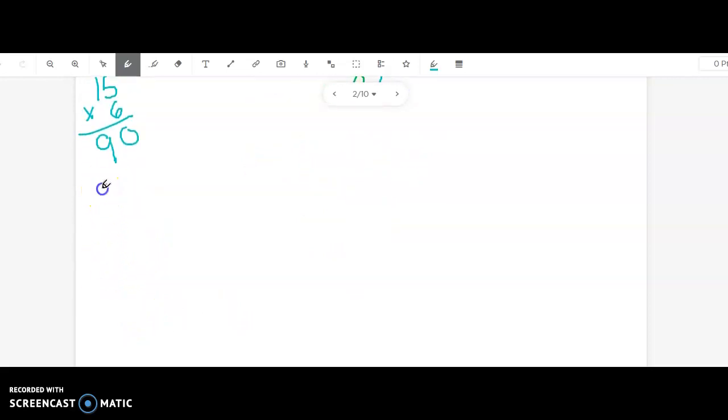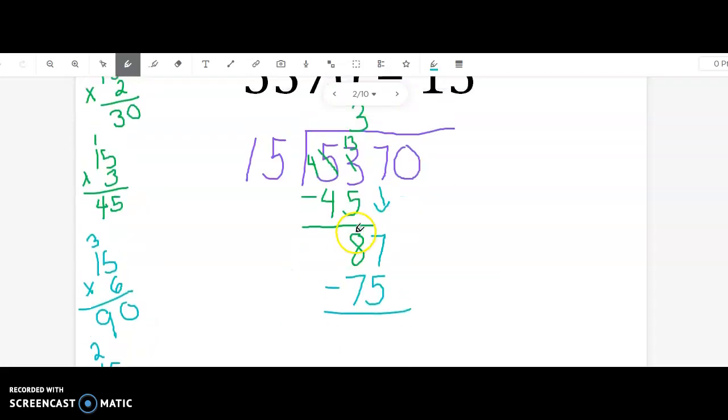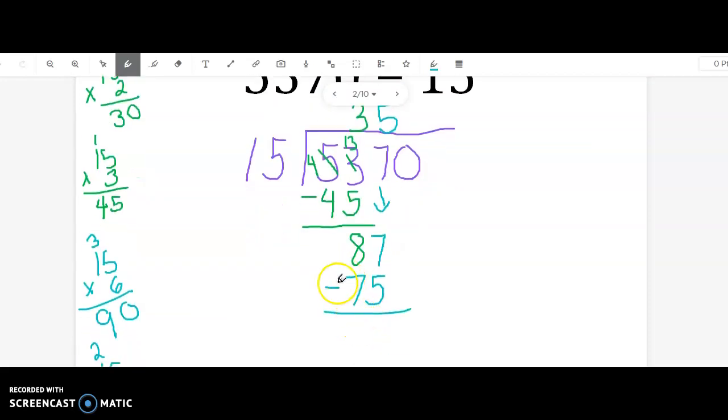So I'm going to even go up here and say 15 times 5. Let's try that. So 5 times 5 is 25. 5 times 1 is 5, and 2 more is 7. 75. Okay, that'll work. So 75, take away, but wait, I gotta go up here. We said it was 5, right? I gotta put it up here on my quotient. So 5 times 15 is 75, and now we're gonna take 75 away from 87.